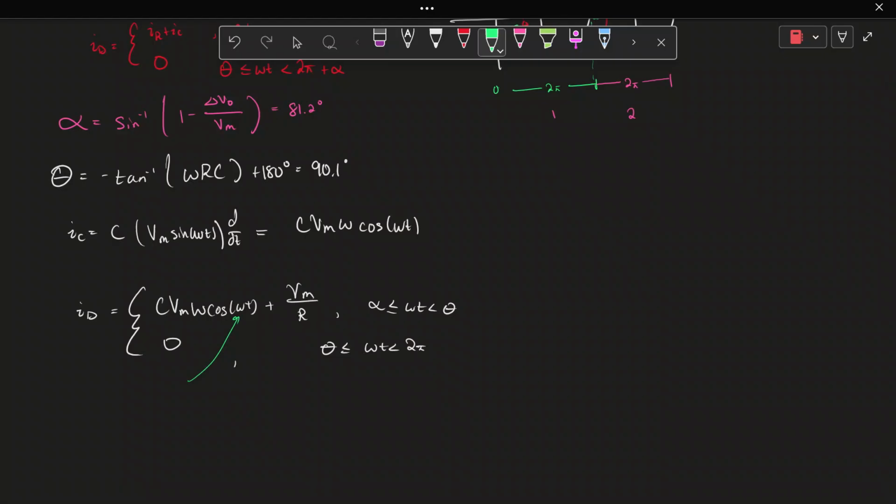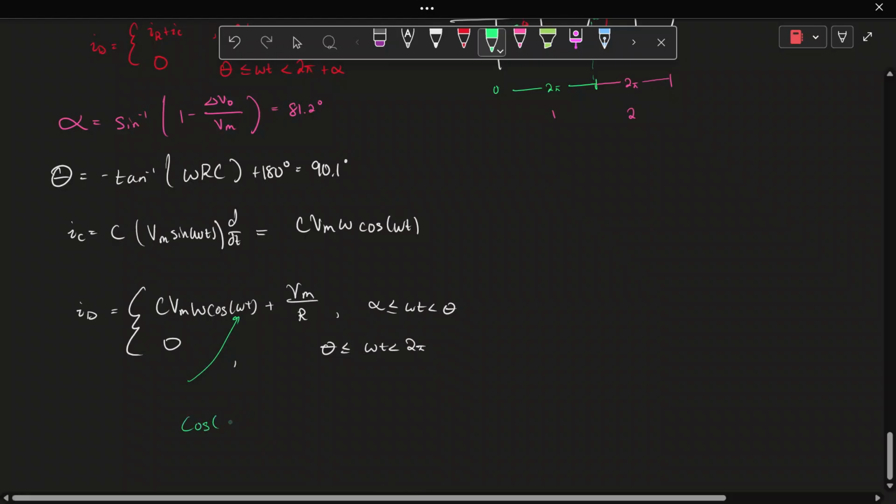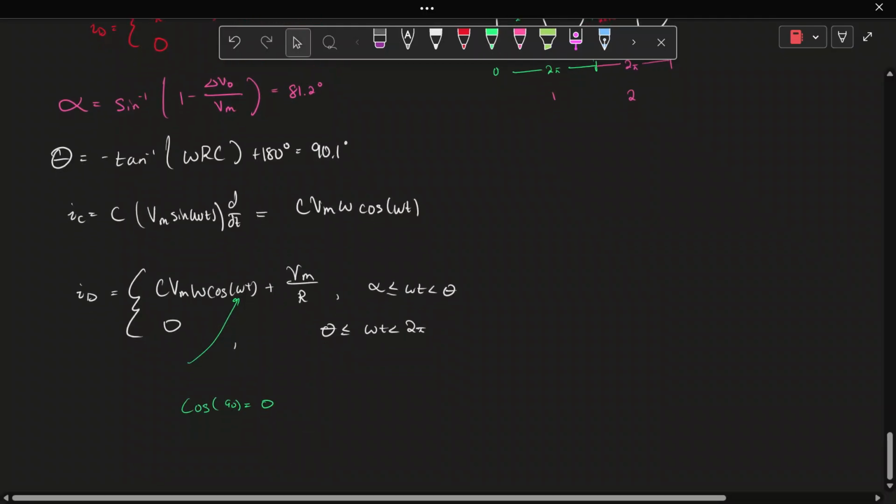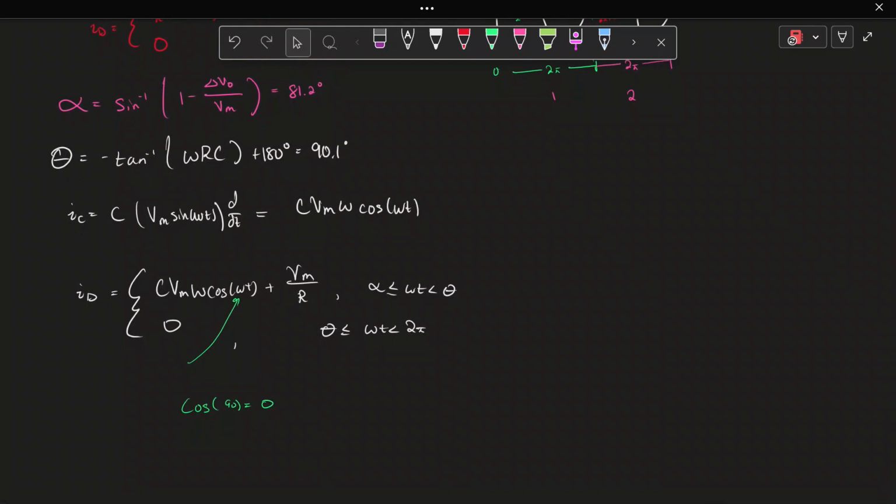Will it peak at closer to 90? Think about it in terms of just regular things going on, just the regular unit circle. Cosine of 90 is equal to what? 0. We don't want it to be close to 90. We want it to be the furthest away from 90 as possible. So it's actually going to peak at alpha, because alpha is the furthest away from 90.